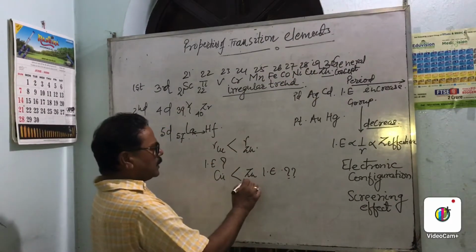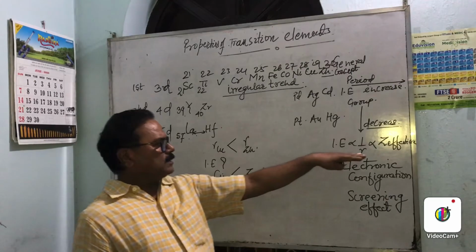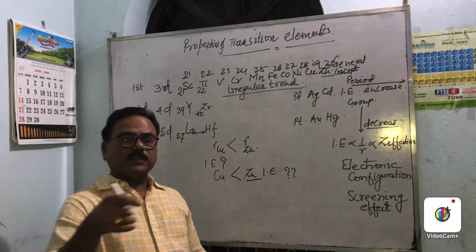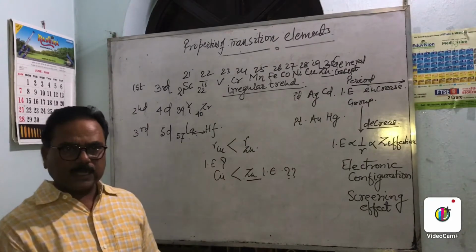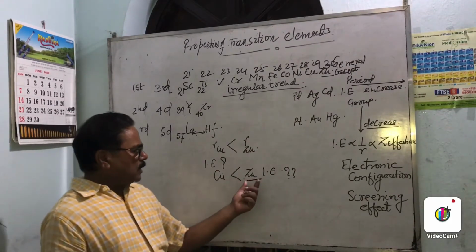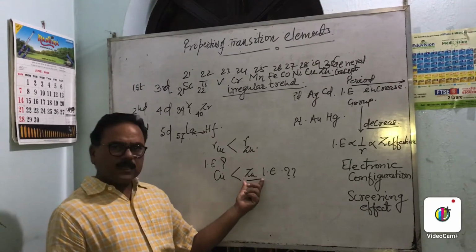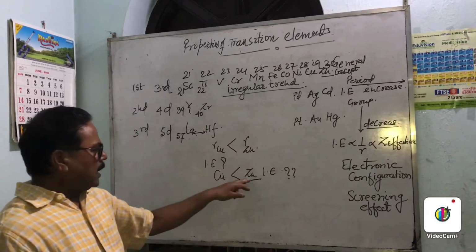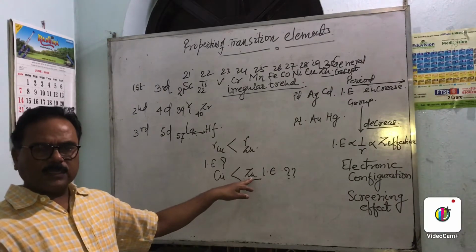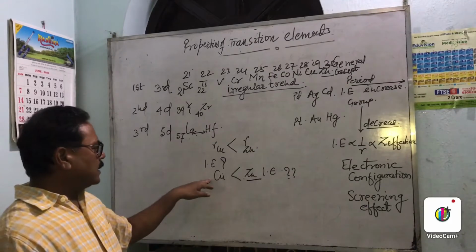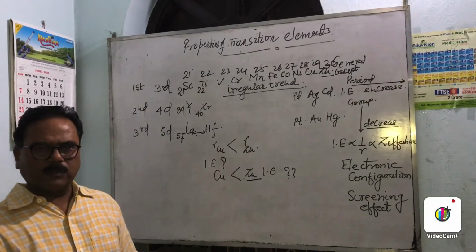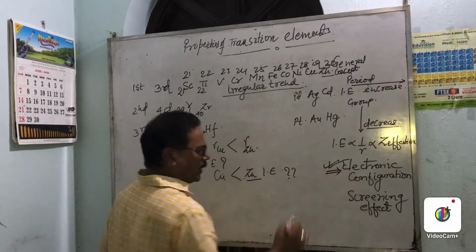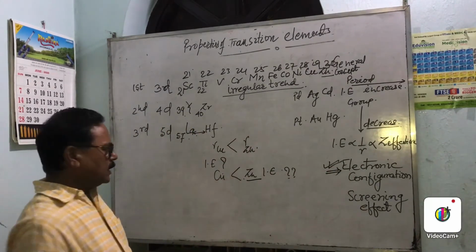So it does not only depend upon the radius, because if the radius of zinc were higher, its ionization energy should be lower as per the general concept. But when we see the numerical or calculated data, the first ionization energy of zinc is higher than that of copper. Why? It is due to the electronic configuration. So the other factor is electronic configuration.